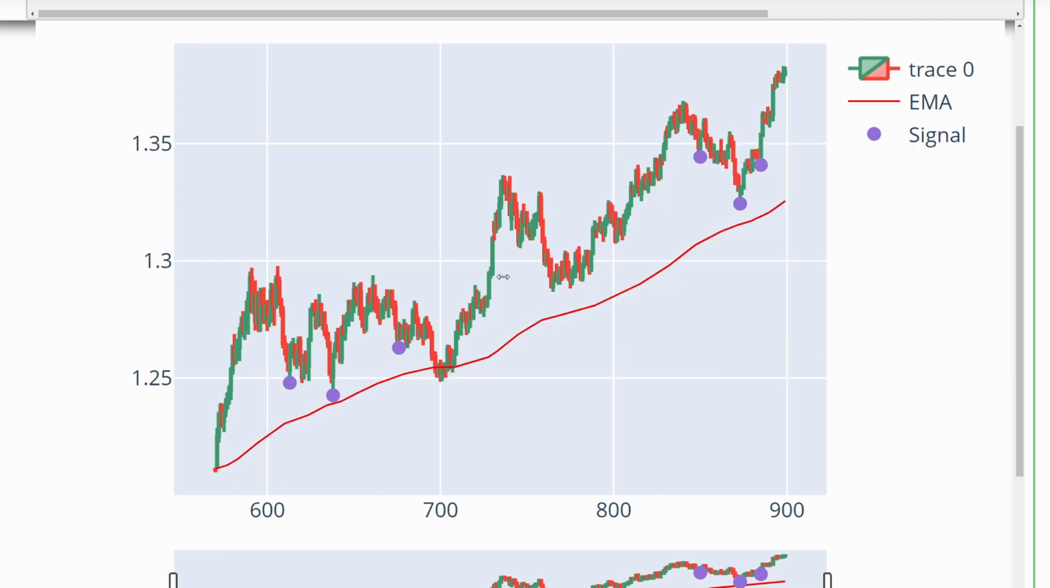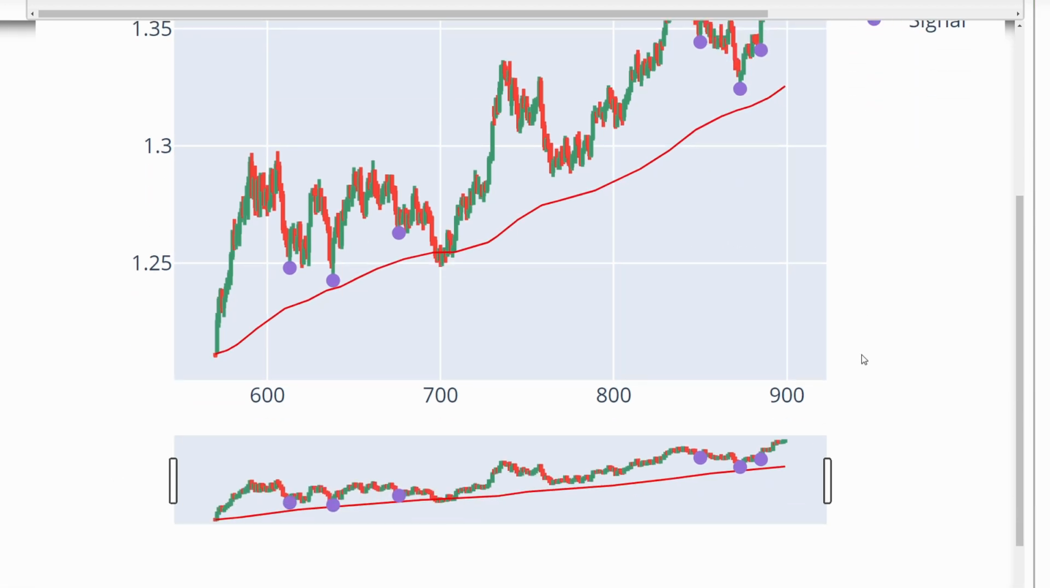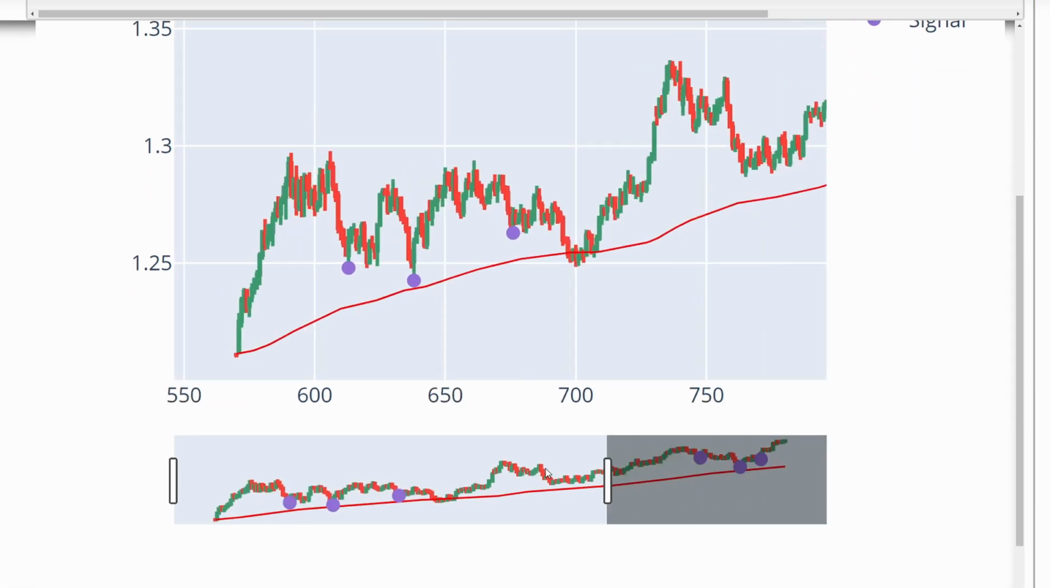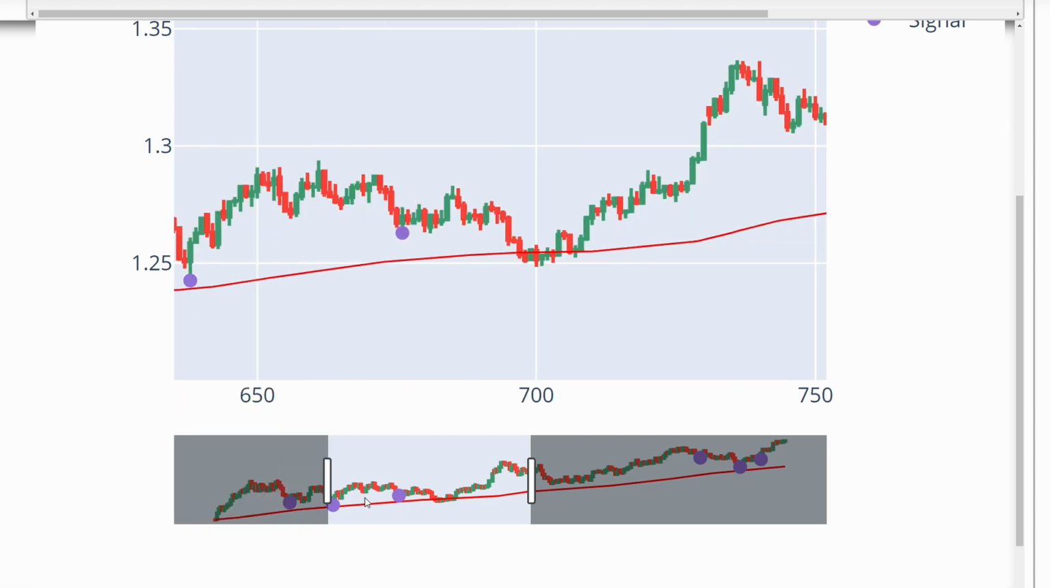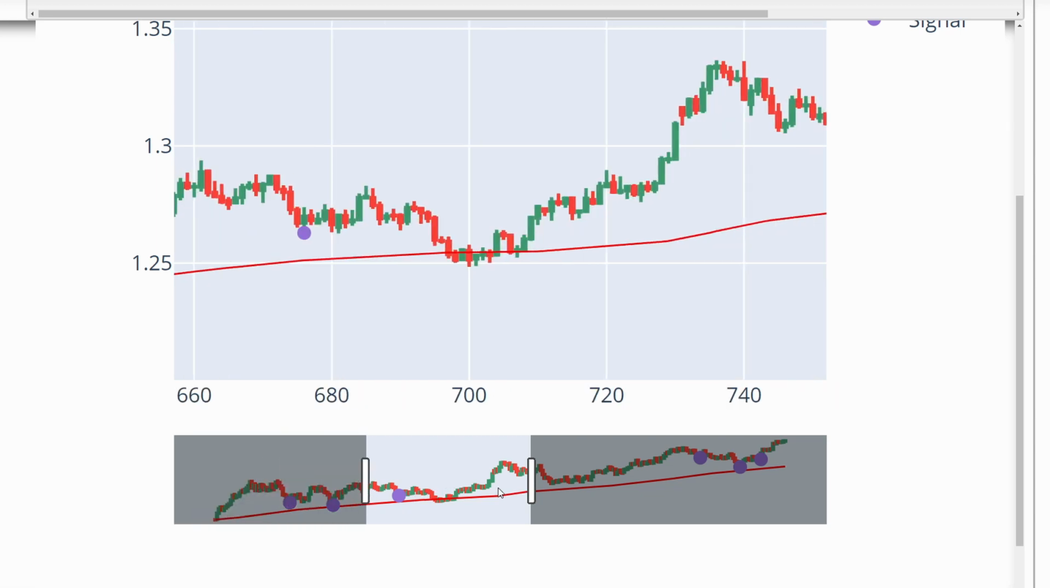The candles are trading above our 200 EMA curve, and these are the signal points that were generated by our algorithm. At this point, we can verify if things are working properly. I'm going to zoom in to one of those signals. So we are in an uptrend.